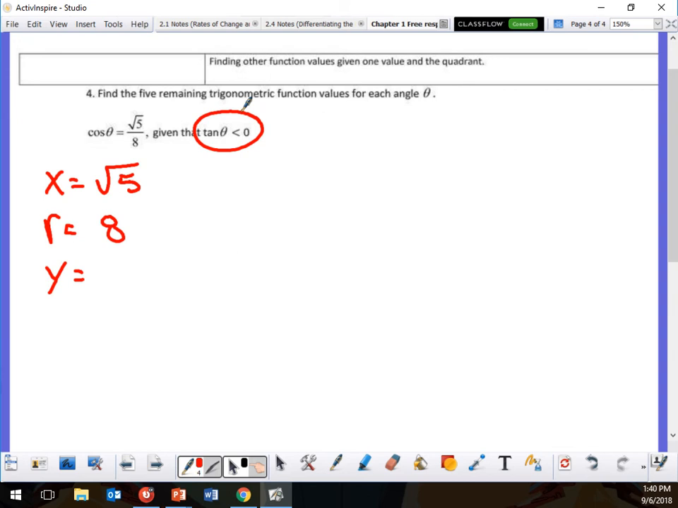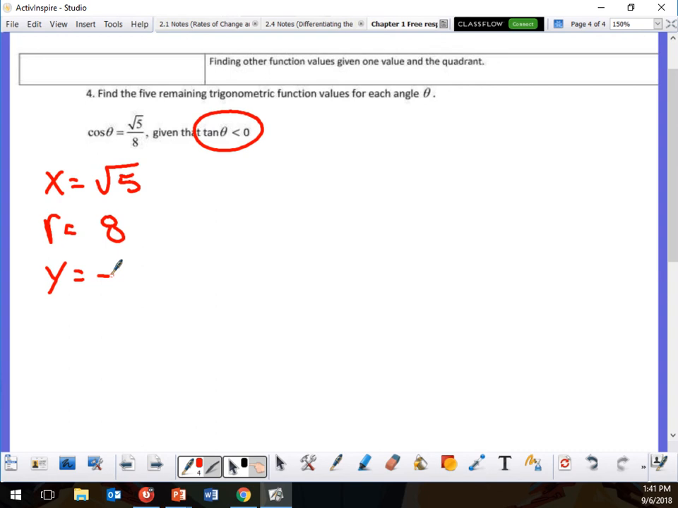Now, it says right here that my x value is positive. What does that mean my y value has to be? Negative. Has to be negative because tangent is y over x. And to get a negative number, I have to have only one negative there. So I have to have one negative, one positive. But if I already have a positive, that means the other one has to be a negative. Very good. So, how am I finding the y?